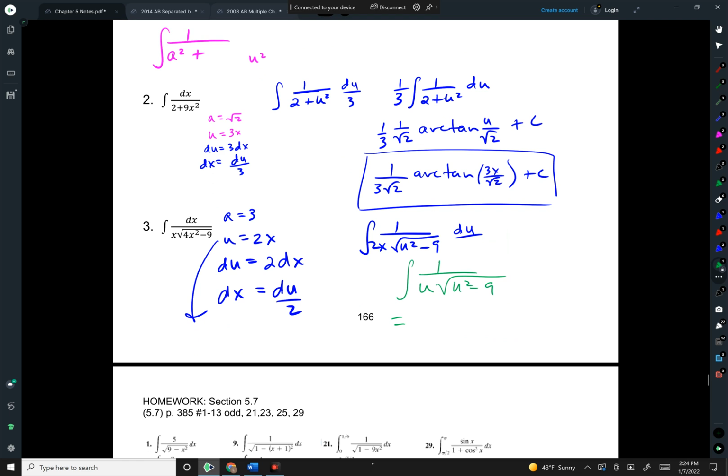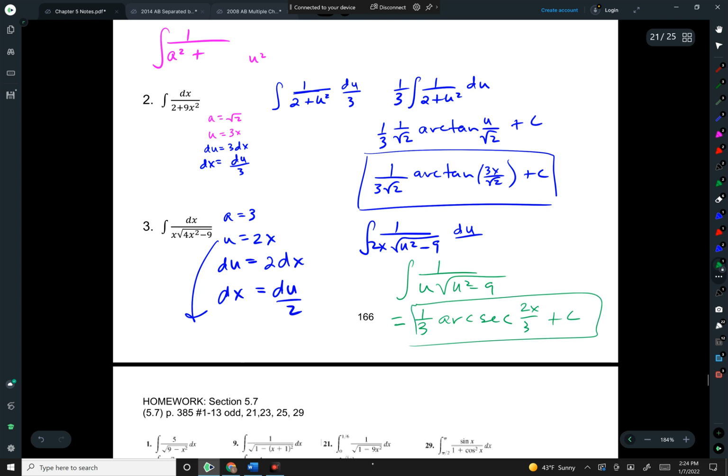Arc secant. Okay, so out in front is 1 over a. So 1 over what? 3. And then I have arc secant, and then I need u over a, so u over 3. The only thing left is to replace the u back with the 2x. Bam, there it is.